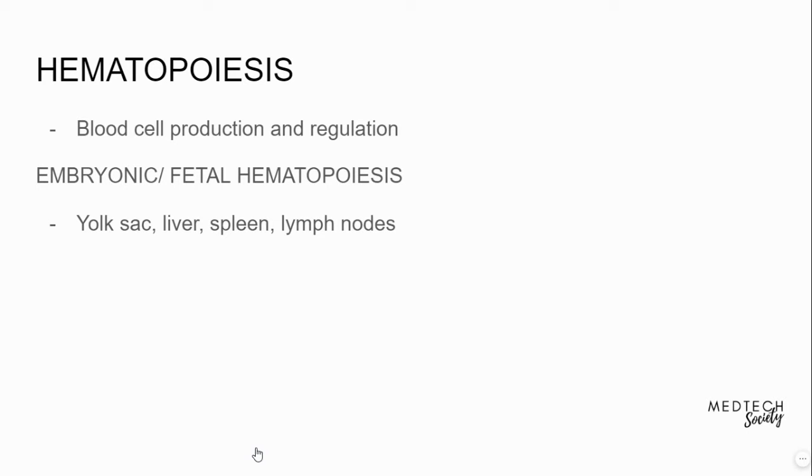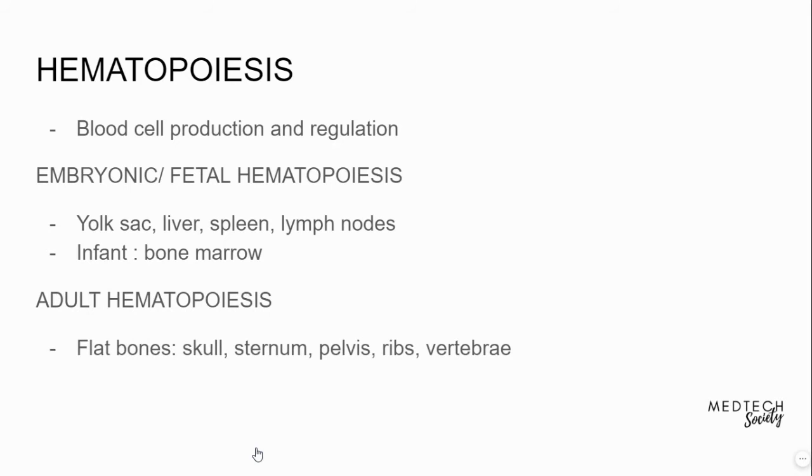Sa fetus naman, it occurs in the liver, the spleen, and the lymph nodes, with liver being the major organ responsible for hematopoiesis. Pagka pinanganak naman na yung bata, it occurs in the bone marrow. And in the infant, most of the bones are actively participating in hematopoiesis. When we grow older, when we become adults, the hematopoiesis is limited mainly on the flat bones, meaning the skull, the sternum, the pelvis, the ribs, and the vertebrae.